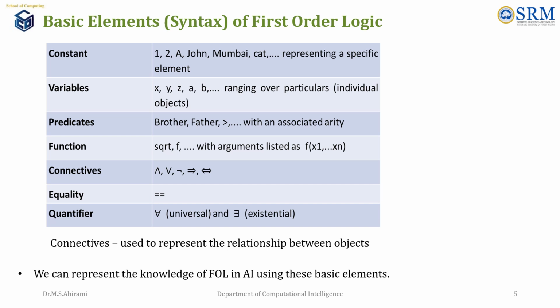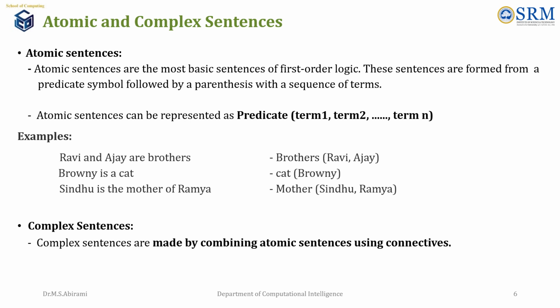Connectives are used to represent the relationship between objects. We can represent the knowledge of FOL in AI using these basic elements. There are two types of sentences: atomic and complex sentences. Atomic sentences are the most basic sentences of first order logic. These sentences are formed from a predicate symbol followed by parentheses with a sequence of terms.